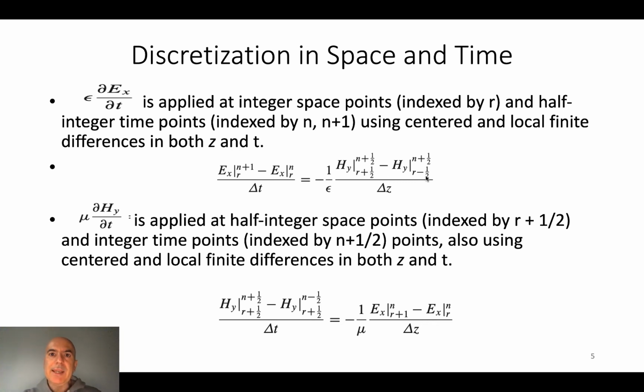We can apply exactly the same technique to the equation for the y component of the magnetic field and recover a very similar equation. What is the difference? The difference is that the y component of the magnetic field is defined at half integer points, both in space and in time. So you see here we define the position at r plus 1 half, and we take the time at n plus 1 half and n minus 1 half.